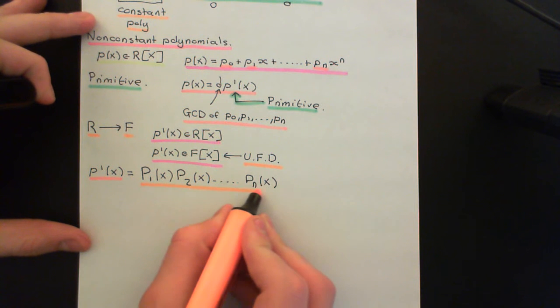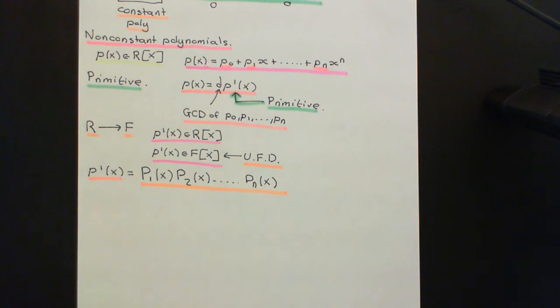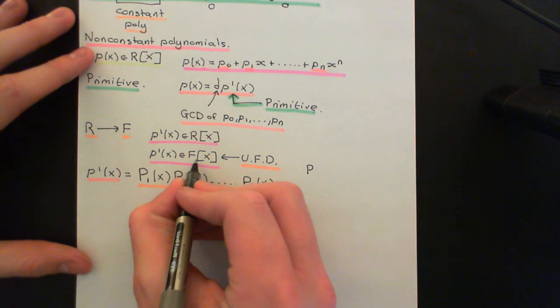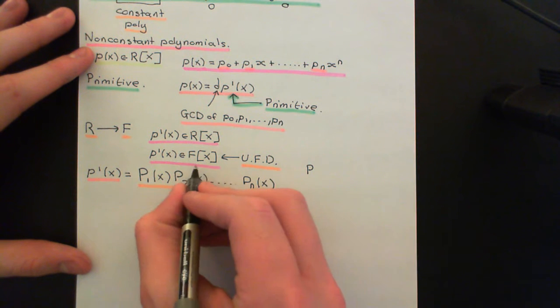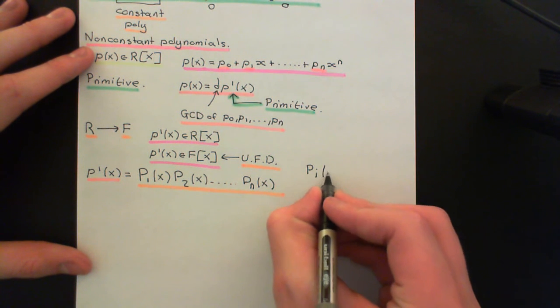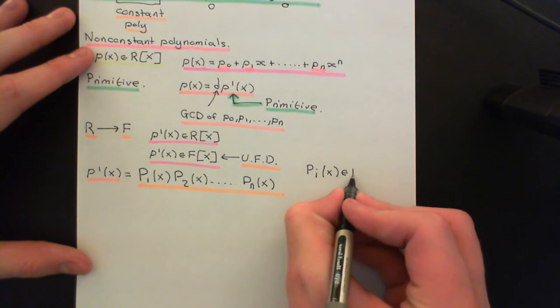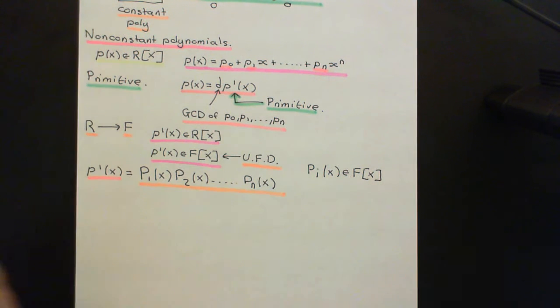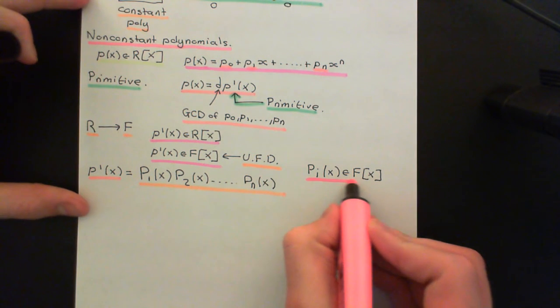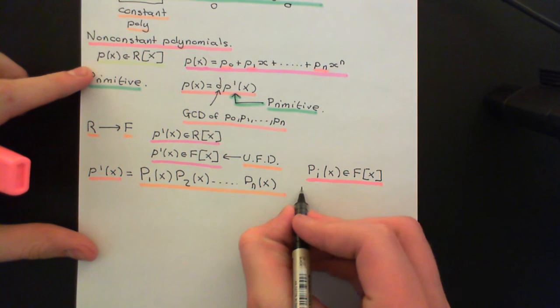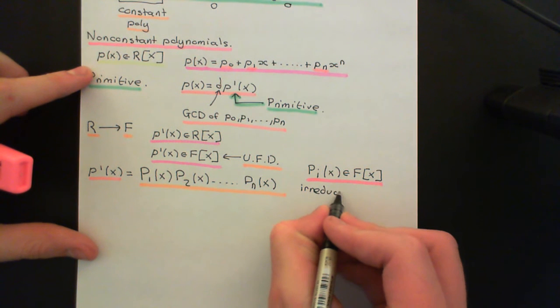Okay, so here I have now written my polynomial p prime of x as the product of loads of irreducible polynomials. Okay, and they're all irreducible in the fraction field adjoin x here, this ring of polynomials over the fraction field. So Pi, capital Pi of x, these are all polynomials in the fraction field, capital F adjoin x here. Okay, like so. Right, and remember they are all irreducible, so I'll just make a note of that. They're irreducible in here. Okay, so these are irreducible.